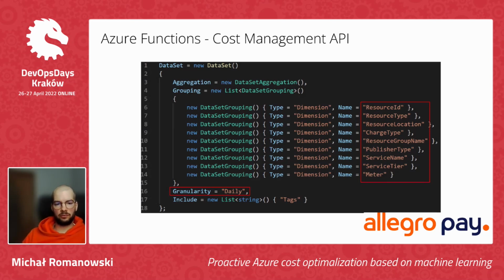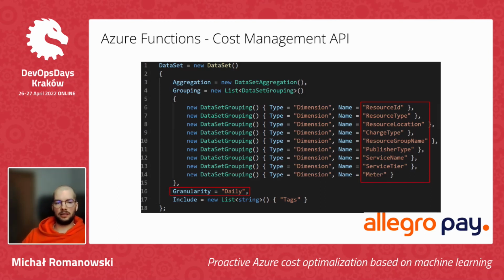And on the bottom, you've got the meter dimension, and the meter dimension explains the actual origin of the cost. So you can imagine, for example, for storage services, the cloud provider may charge you differently for reads and differently for writes. So using the meter dimension, you can split that cost among writes and reads. And last but not least, we've got the granularity property that is equal to daily.